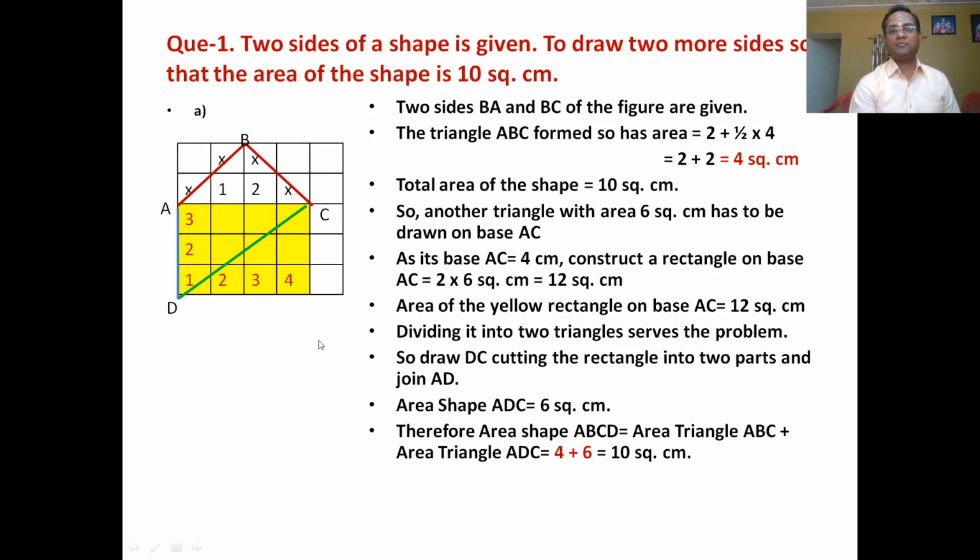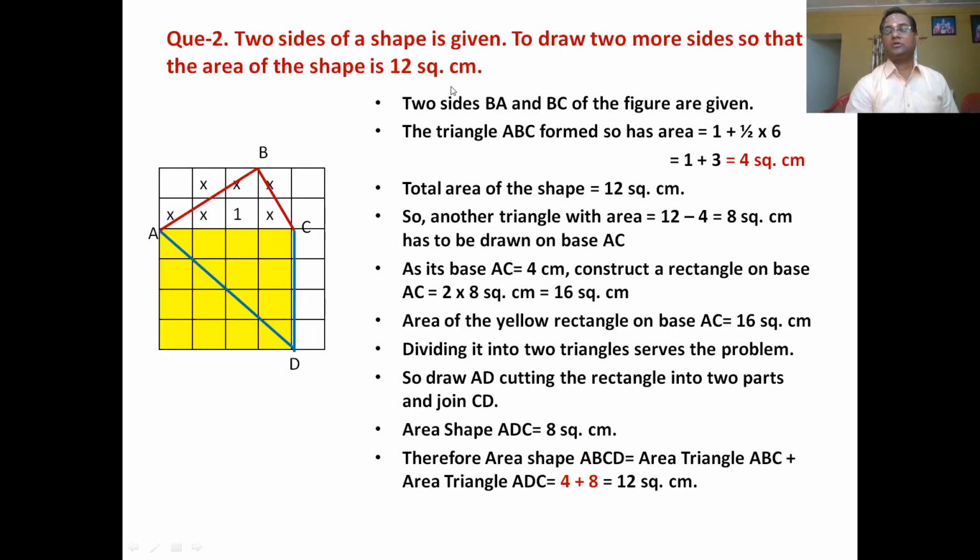Let us confirm the area of ACB. Area of triangle ACB is equal to half the total area of this rectangle. So area of rectangle is 12. So half of 12 is 6, and this already is 4. 6 plus 4 makes 10 square units.